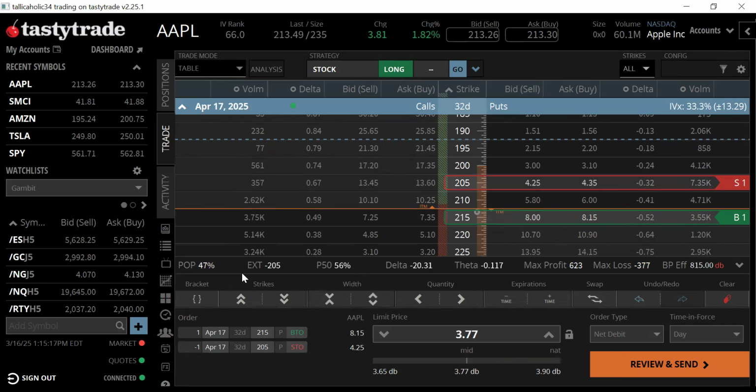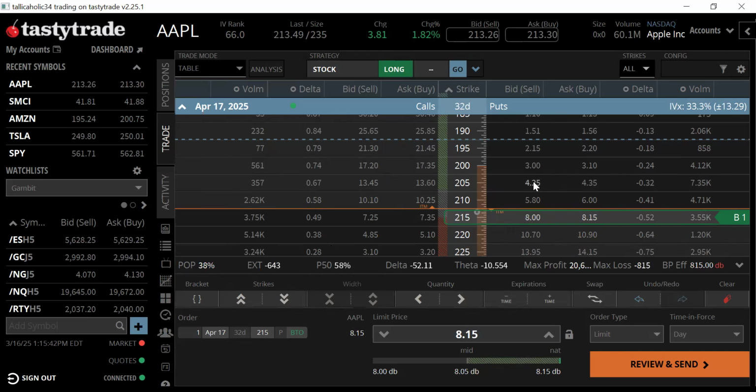And as you can see, everything down here changes. Our probability of profit went up. Our delta is now at minus 20. Our theta went from 10 to 0 basically. But now our max profit is capped down here at 623 with our max loss at 373. So we went from paying $8 and having a large amount of max profit, and we had some theta in here that we had to worry about. Our probability of profit was only at 38.